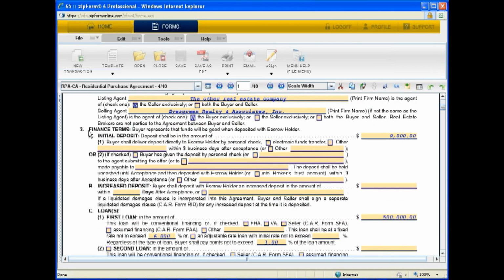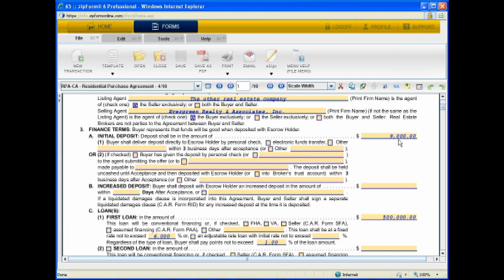So the next section 3 talks about finance terms. You know, buyer represents that funds are good when deposited with escrow. That's a given. There's no, my client needs to transfer money. They need to, you know, wait a couple days before we deposit the check. Your client needs to understand that when they deposit a check, it is expected at that time that the funds are already good.